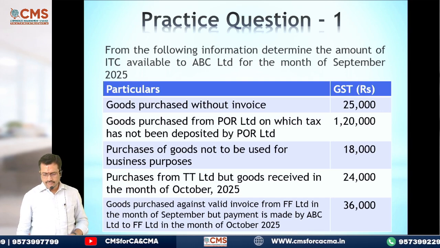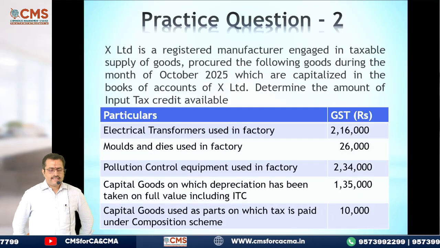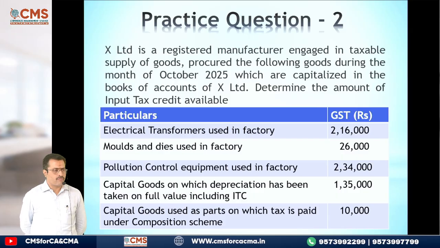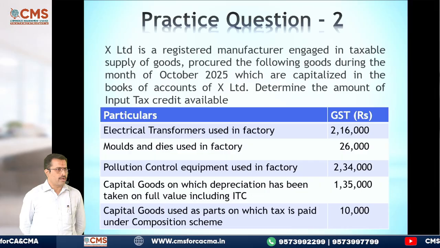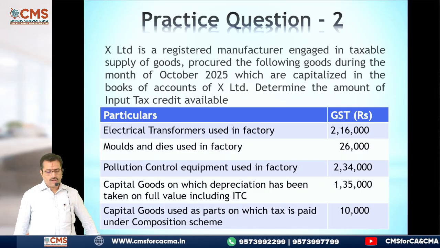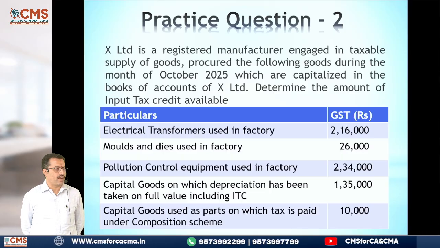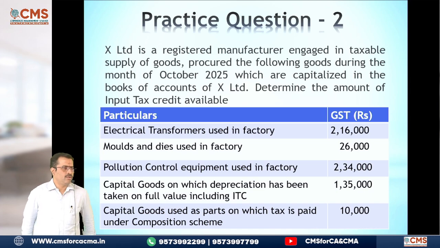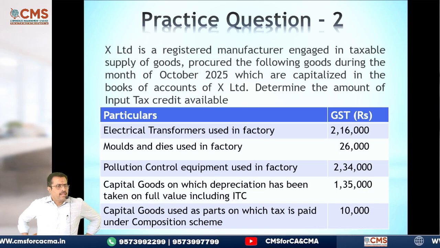Yes. Same way I have given one more practice question. Let's see. X Limited is a registered manufacturer engaged in taxable supply of goods. It procured the following goods during the month of October 2025, which are capitalized in the books of accounts of X Limited. Determine the amount of input credit available. Now, electronic transformers used in the factory. Can you avail ITC or not? They are used in the factory only.